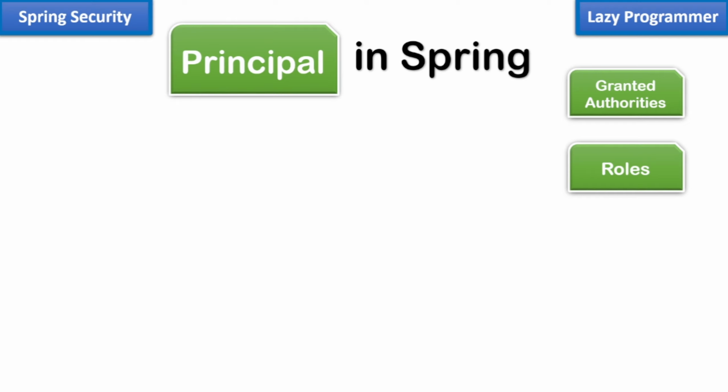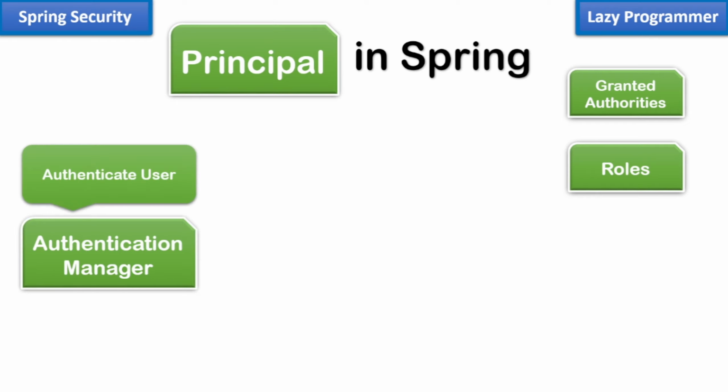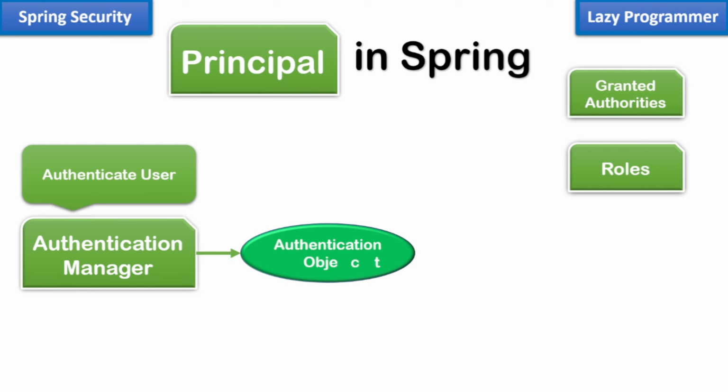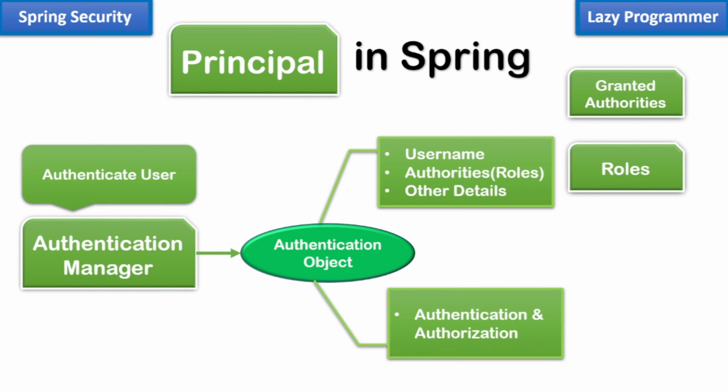Well, it all starts with authentication manager. The authentication manager is responsible for authenticating the user based on their credentials such as username and password. Once the user is successfully authenticated, the authentication manager creates an authentication object. That authentication object contains the important information about that user such as username, authorities, roles, and other details. This object is stored in security context, which is accessible throughout the application.